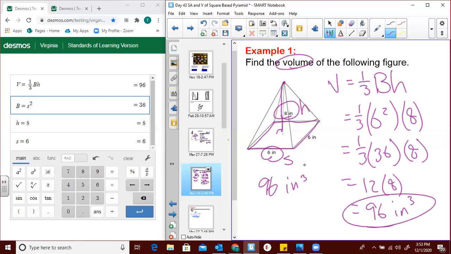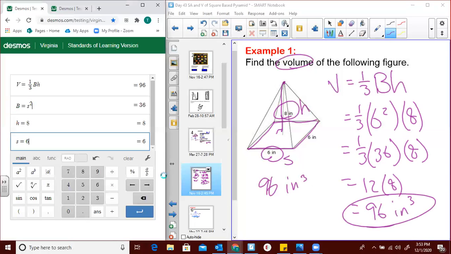All right, now I'm not going to do a lot of them by hand because of this Desmos tool, and I would strongly encourage that you guys use the Desmos trick as much as possible.